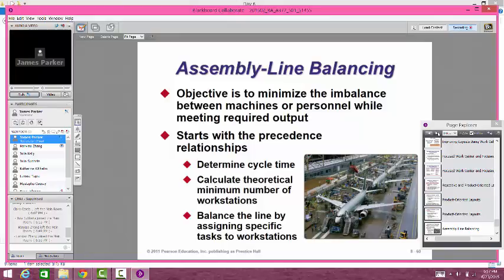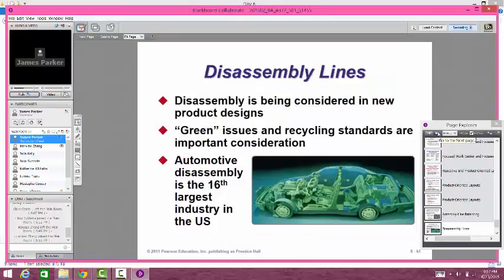And again, it would be poor form if this line is not balanced and you have everybody working bunched up at a certain process. Those tasks should be split up, and that line should maintain its normal pace. And then disassembly line. More prevalent now, but again, it's for demanufacturing things, putting it back and recycling and getting products moving along. A lot of it's mandated, but a lot of it's just common sense. But again, in terms of an industry, 16th largest industry in the world for just automotive products.